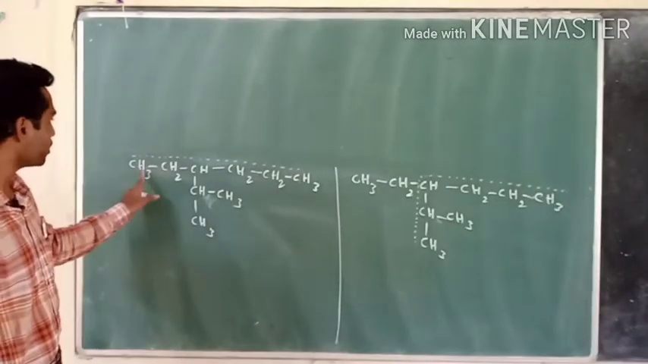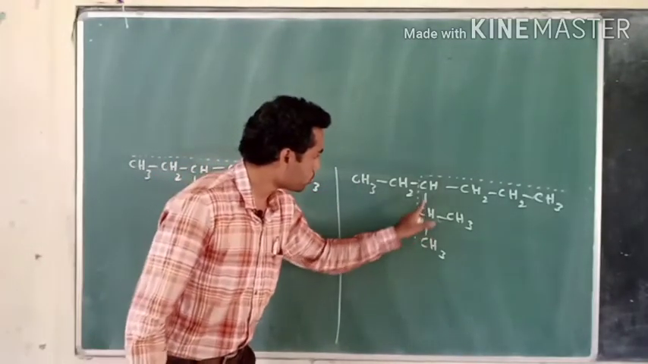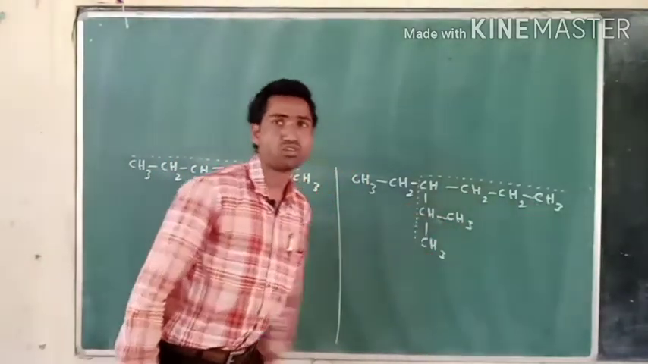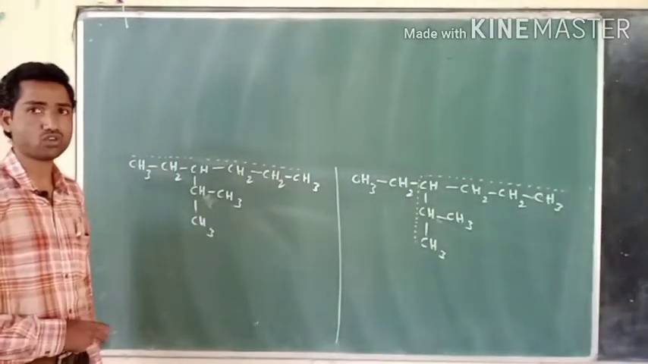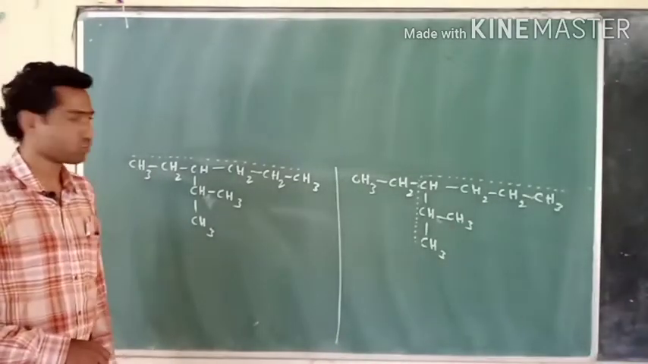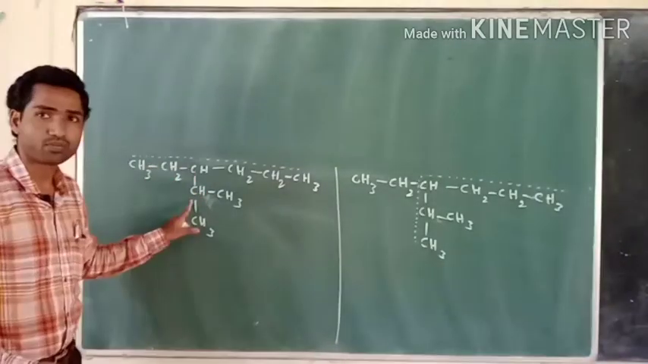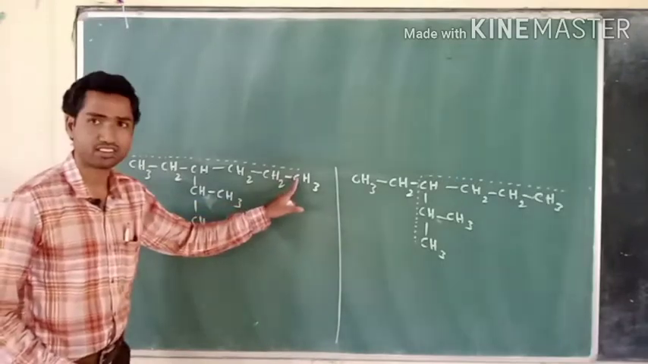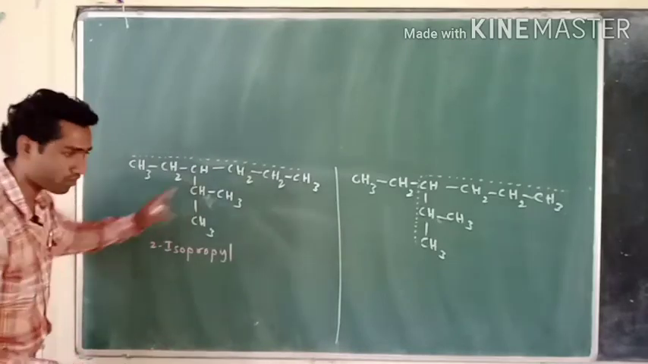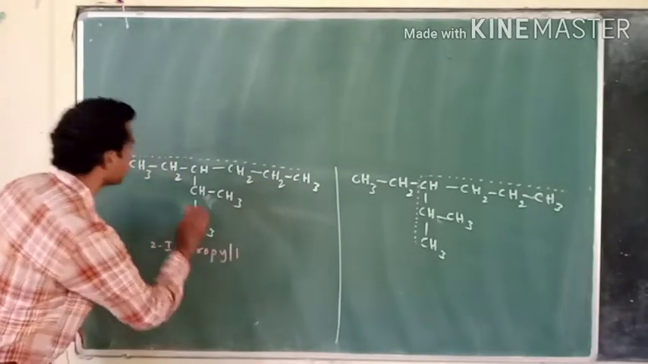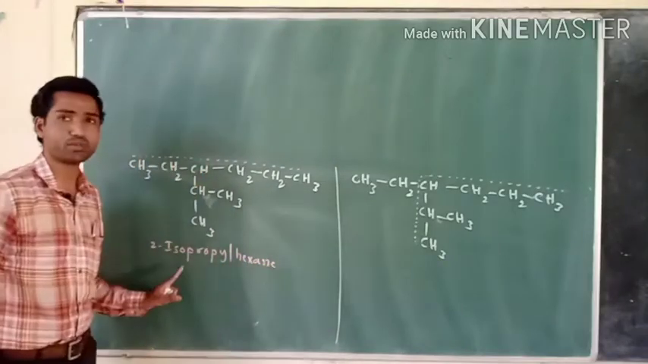One is this one, with 1, 2, 3, 4, 5, 6 carbons in the longest carbon chain. Which longest carbon chain do I have to select in order to write the IUPAC name for this molecule? If I select this one, the name will be different. The name will be 3-isopropylhexane: isopropyl is the prefix, then 6 carbons, hex, carbon to carbon single bond, ane. This will be the name of this molecule.